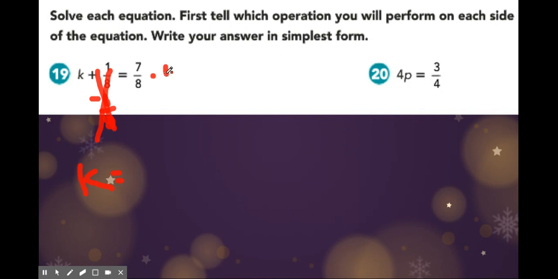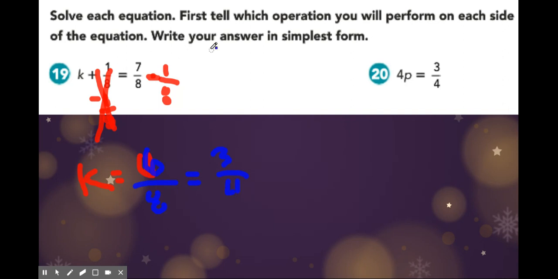Subtract 1/8 from this side. That looks like a multiplication sign, subtract. And I end up with, that's really bad, let me try that again, 6/8. It says to write my answer in simplest form, so I know I can divide both of these by 2. So I have 3/4. K is equal to 3/4.